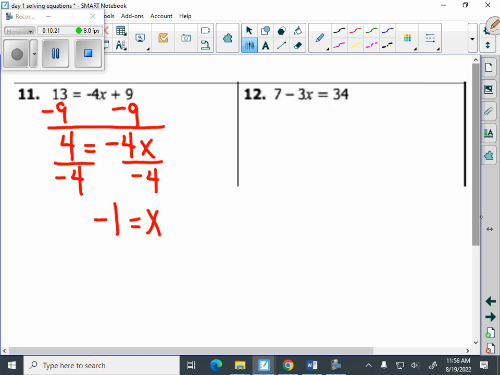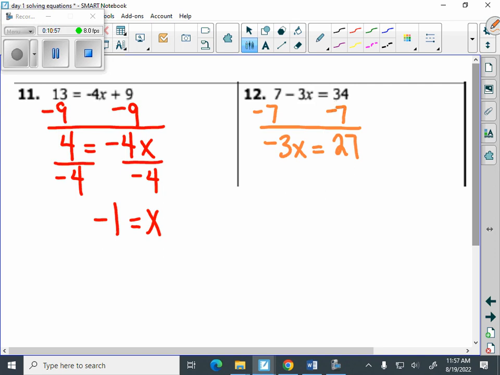Number 12, same idea. We want to get the negative 3x by itself so that we can solve this. Ultimately, we want to end up with x equals. So this time what we're going to have to do is move the 7. There's no sign in front of the 7. That means it's a positive. So to get this 7 to the other side, we're going to subtract 7. We're undoing the addition with subtraction, and we're left with negative 3x equals 27, which is, by the way, 34 minus 7.